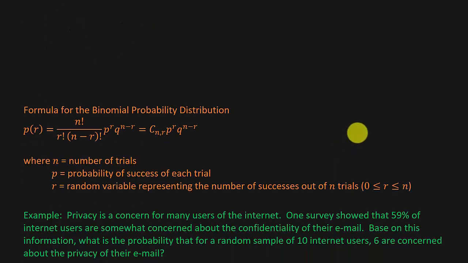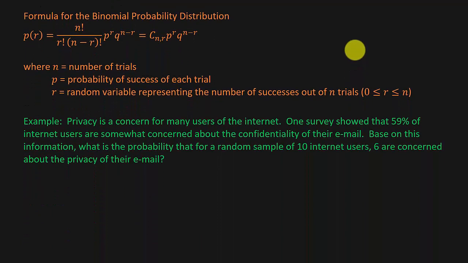Yep, here it is. All right, so here's the formula for the binomial probability distribution. So the probability of R successes is n factorial over R factorial times n minus R factorial, times P to the R times Q to the n minus R. Or you can write it as this.